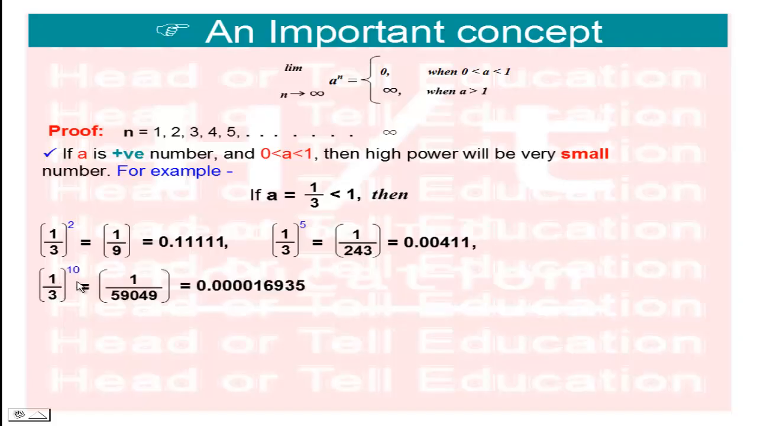Next, increase the power again. This time the power is 10, so 1 upon 3 to the power 10 is 1 upon 59,049. If we divide this value we find the result 0.000016935. So according to the results we have seen, if a is greater than 0 and less than 1, then a to the power infinity will be 0.